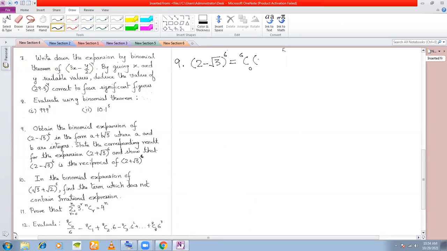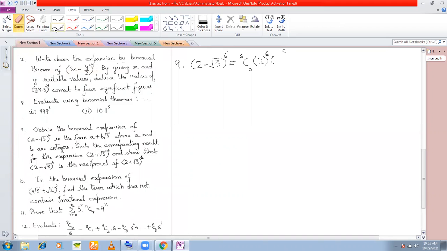6C0, 2 to the power of 6 into minus root 3 to the power of 0. Plus 6C1, 2 to the power of 5 into minus root 3 to the power of 1, plus 6C2, 2 to the power 4 into minus root 3 square. Next term, 6C3, 2 cube minus root 3 cube.